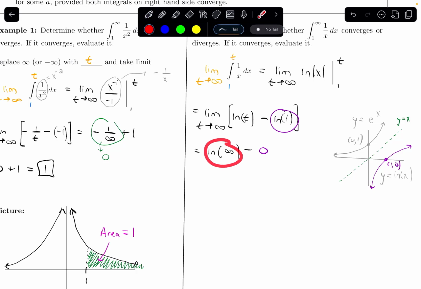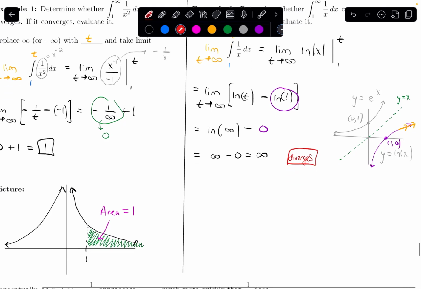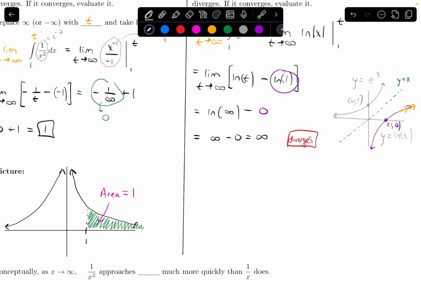What's ln of infinity? Well, if I look at the graph, as x is going to infinity, that's this part of the graph. x gets really, really big, going further and further out. And as that happens, the y values are also getting infinitely big. So ln of infinity is infinity. That minus 0 is infinity. So because I'm not getting a finite value, we say that this diverges. So this integral diverges.